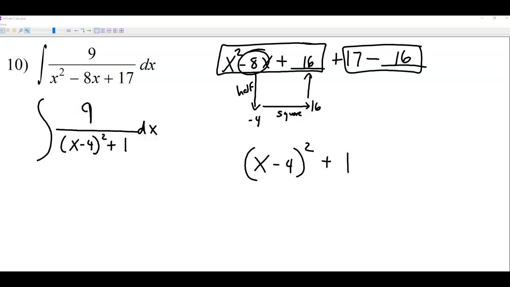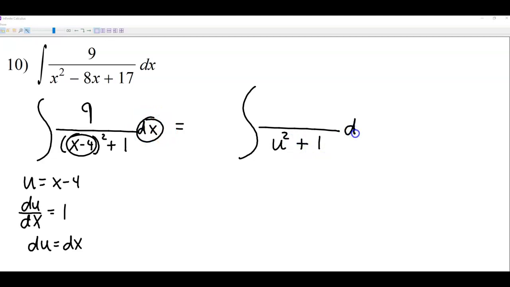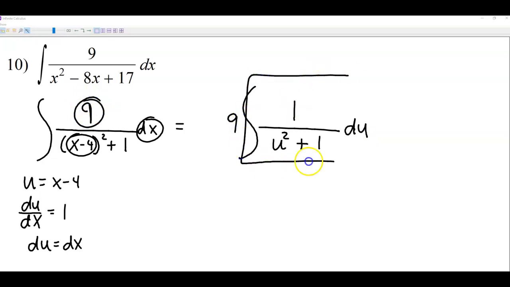The next thing we're going to do is some u sub. So the u is the inside part. The derivative of u with respect to x is 1. And so when you get the dx by itself, you find out that du is simply equal to dx. Doing our u substitution then, I'm going to replace this with u. I'm going to replace this with du. And my 9, typically I would have left it there, but I'm going to pull it out to the front. Now, the reason I did that is because what we're looking at here is a classic arc-tangent problem.